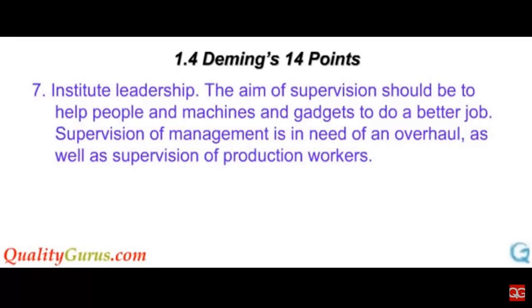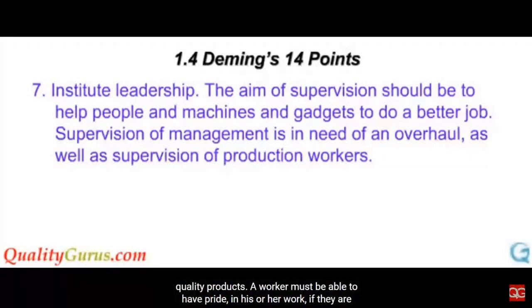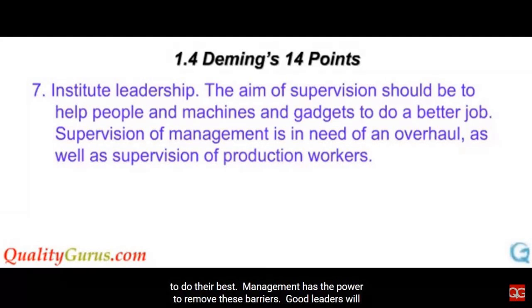Managers should lead, not supervise. Leadership is helping the worker and machines to perform at their best ability to create quality parts. A worker must be able to have pride in his or her work if they are to do their best. Management has the power to remove these barriers or create them. Good leaders will find ways to remove them.